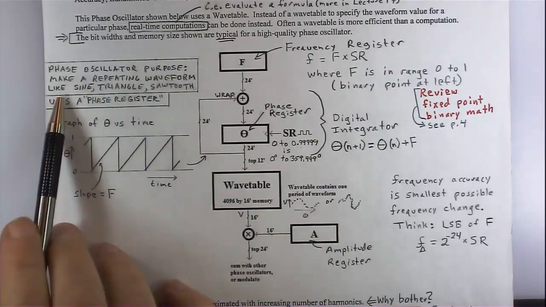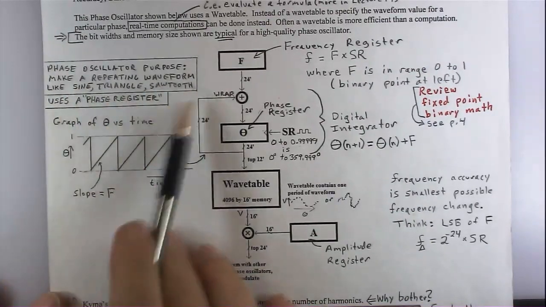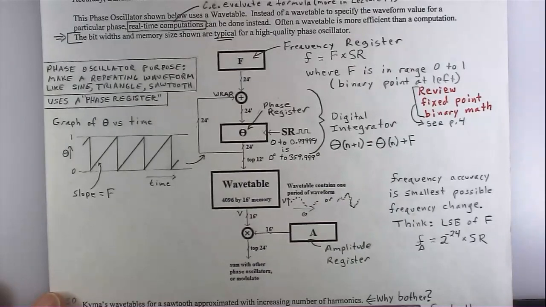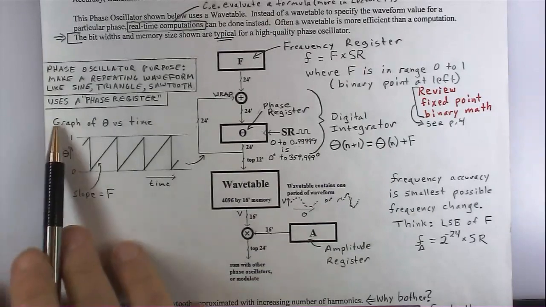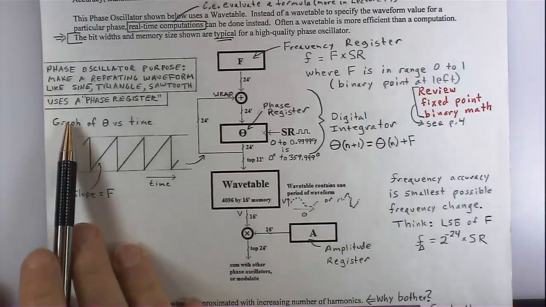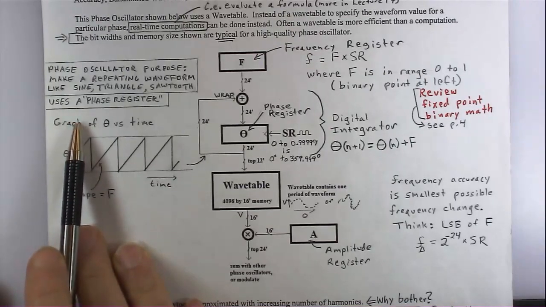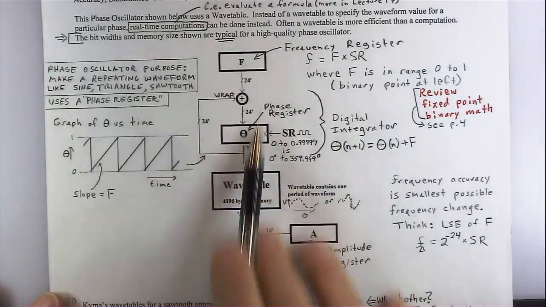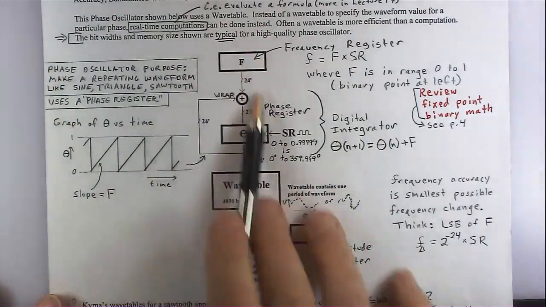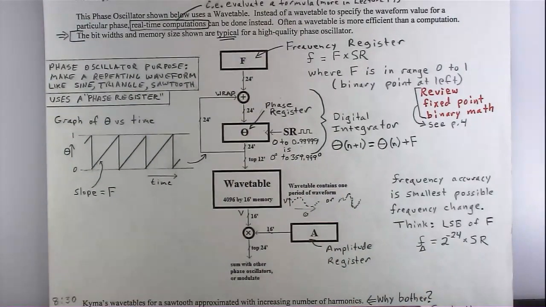The phase oscillator's purpose is to make a repeating waveform like a sine, triangle, or sawtooth, or whatever. It can be other things. I called it a phase register. I admit that I just made up this word, but I couldn't find one that anybody else had, and now other people are starting to use it just because somebody needs a word. So it's a phase register. Phase oscillator just means it's got this integrator here, this thing integrating the phase.